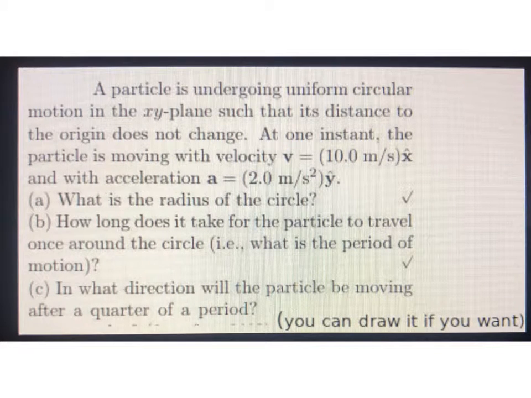Okay, so we're back again with physics question number 3. A particle is undergoing uniform circular motion in the xy plane such that its distance to the origin does not change. At one instance, the particle is moving with velocity v equals 10 meters per second in the x direction, and with acceleration a equals 2 meters per second squared in the y direction. The question asks us, what is the radius of the circle?